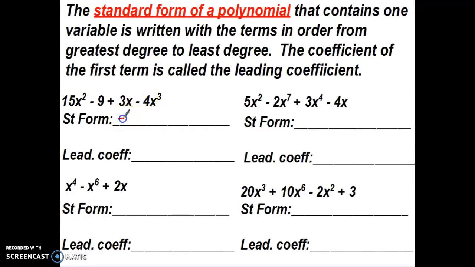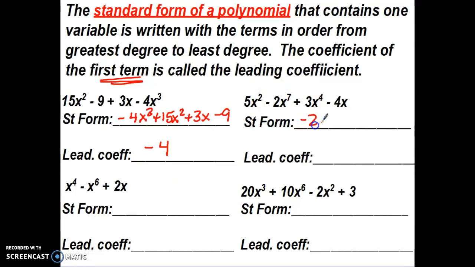So we write this in order from greatest to least. I start off with negative 4x to the third power. That's the leading term. Then we have plus 15x squared plus 3x minus 9. The coefficient of the first term is called the leading coefficient. So what's the leading coefficient? Negative 4.